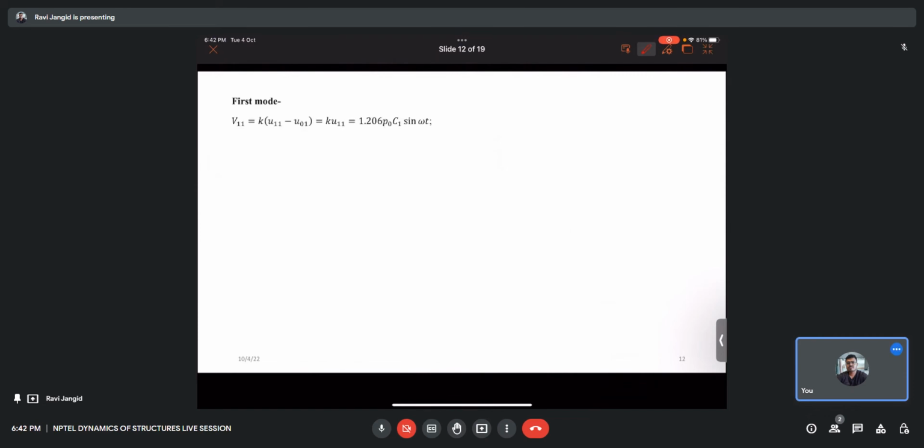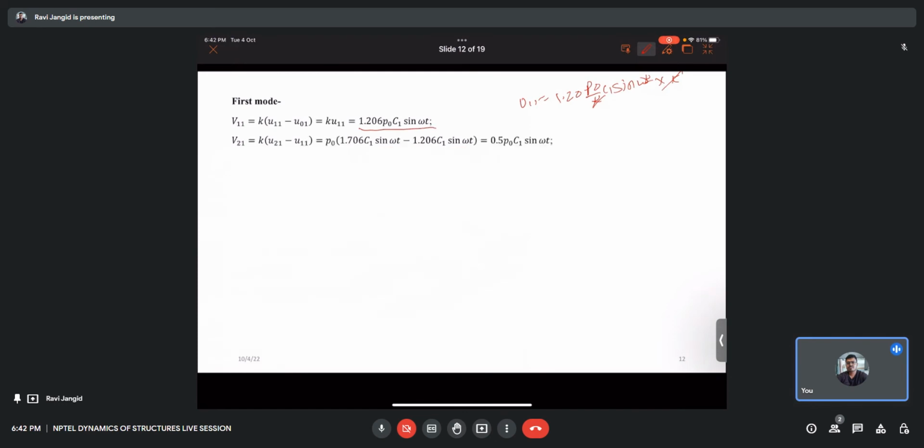For the first mode, v11 is coming out to be k times u11 minus u01. So that is the k u11, that is the stiffness. What is your u11? u11 is 1.2-something p naught by k into c1 sine omega t. If I multiply with this k, that cancels out, and that is 1.206 p naught c1 sine omega t.